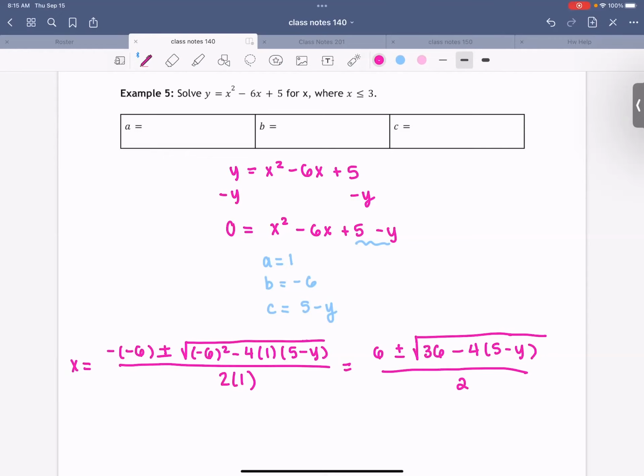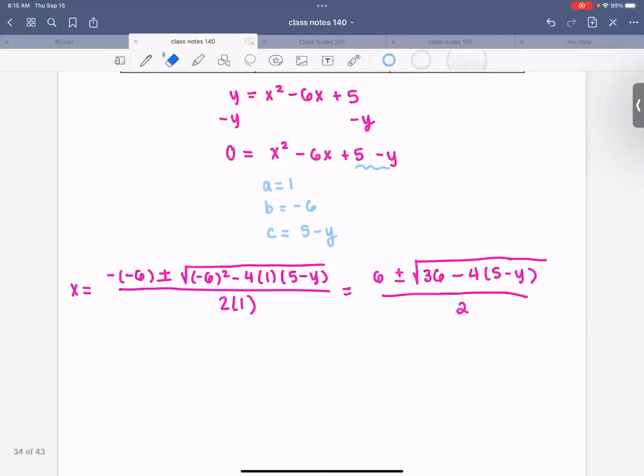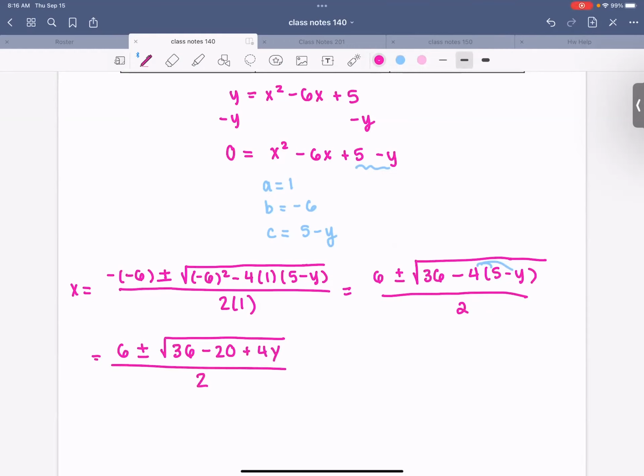We got some multiplication going on, right? Maybe I can distribute the 4, right? So why don't we do that? I can take my 4 and move it into the 5 and the y. I just have to make sure to distribute the negative as well. So this becomes 6 plus or minus the square root of 36 minus 20 plus 4y over 2.